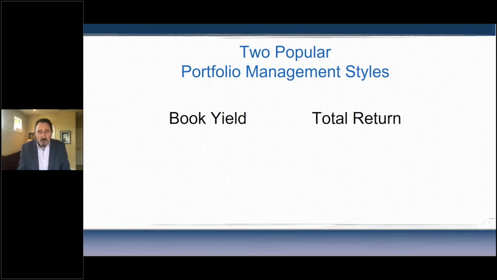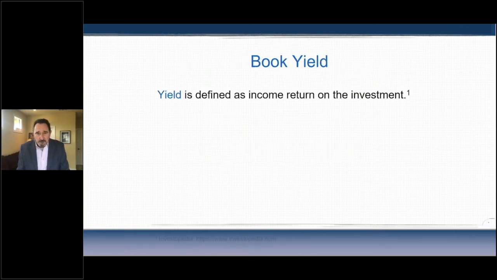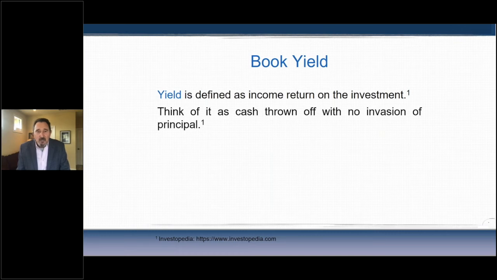Now, as I promised, the two popular portfolio management styles are book yield and total return. How are they different? Well, let's begin first with book yield. Yield is defined as the income return on the investment. This is right out of Investopedia. Think of it as the cash flow that's being thrown off of the bond or the portfolio with no invasion of principal.